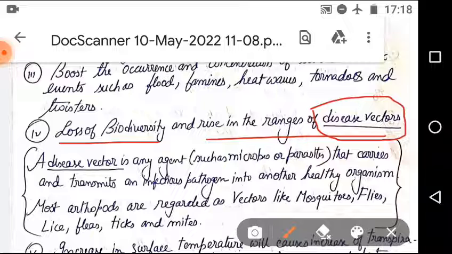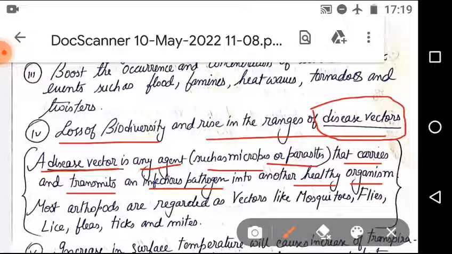Well, somebody says it's a man-made invention that is causing an epidemic. It's an ethical topic you can say, but it's also a point that a change in the temperature of the earth leads to a rise in various types of germs. Well, what is a disease vector? A disease vector is any agent like a microbe or parasite that carries and transmits an infectious pathogen into another healthy organism.